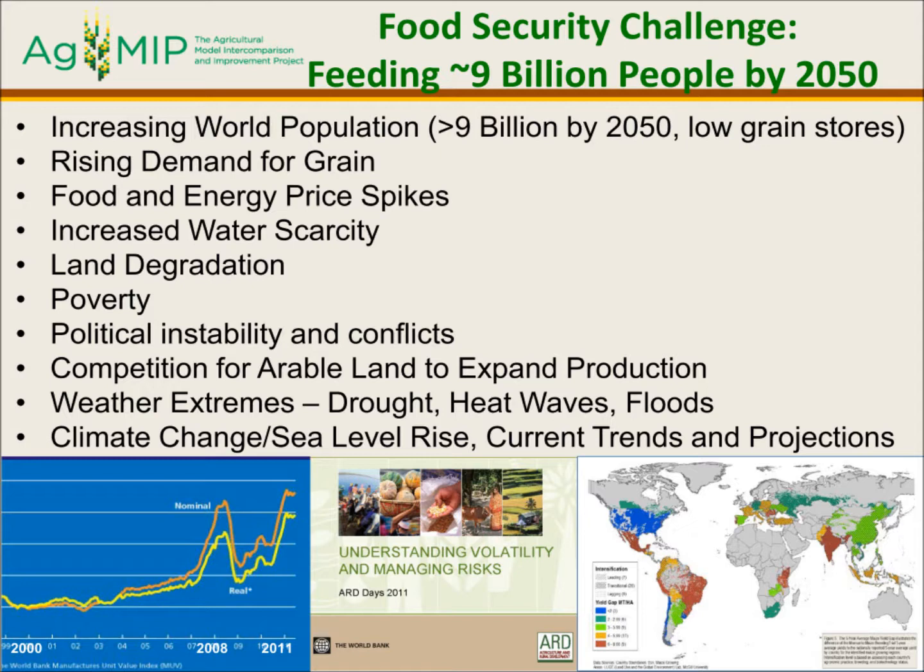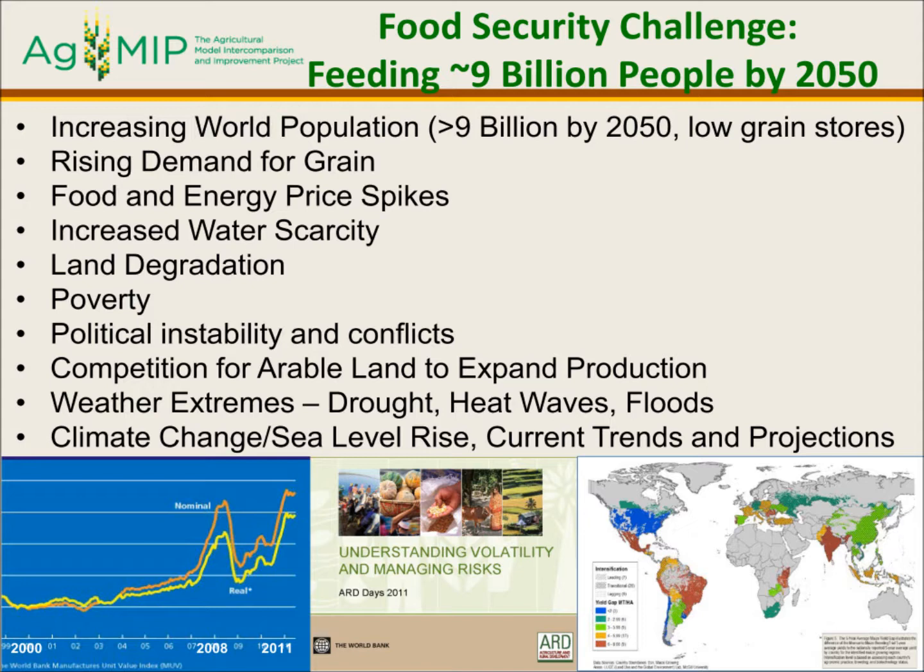The world's population is increasing, and I know you know all of that because you've got a really good future food program here, but the rising demand for grain with the increased population, there have been a lot of food and energy price spikes recently. Water scarcity is increasing. Land degradation is occurring in some places where the land is not managed properly. Poverty affects people's access to food. There are a lot of political instabilities, and competition for arable land to expand production. And on top of all of these things, which are really complex in themselves, we have weather extremes and climate change that further complicate the issue of providing the food for the future.